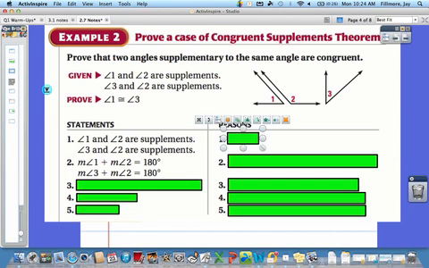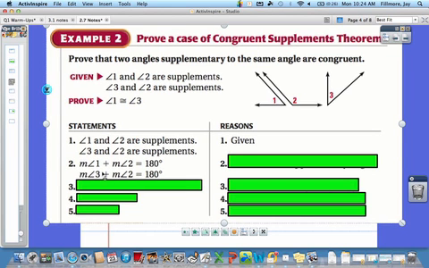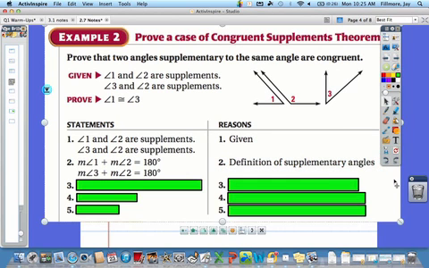So our first reason obviously is given, because it's our given information. And for step 2, we went from saying they're supplementary to saying they add to give us 180. Our reason we can go from supplementary to 180 is because of our definition of supplementary angles. The definition says if they're supplements, they add to give you 180. So that's how we can go from step 1 to step 2.